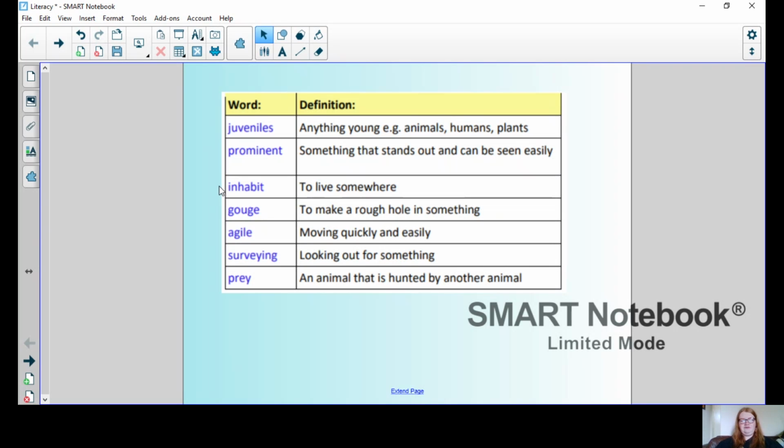The word inhabit, to live somewhere. The word gouge, to make a rough hole in something. The word agile, moving quickly and easily. The word surveying, looking out for something. And the word prey, an animal that is hunted by another animal.